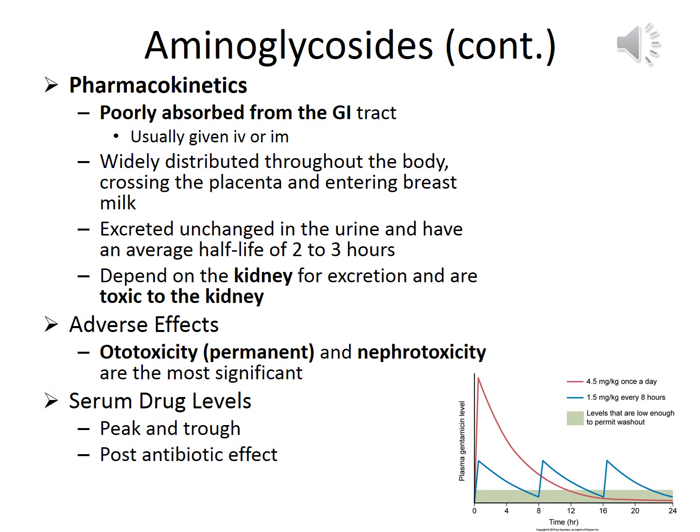Ototoxicity is also a concern. If you're using loop diuretics, you have a higher risk of ototoxicity from concurrent use because they're also ototoxic. So if you're using loop diuretics along with aminoglycosides, you run a higher risk of ear problems.